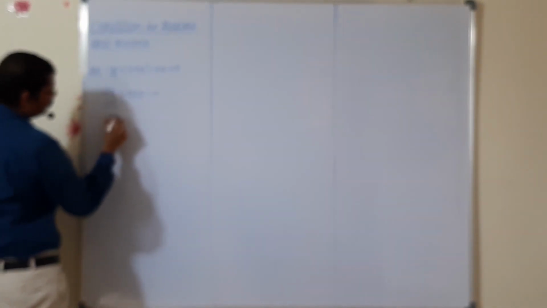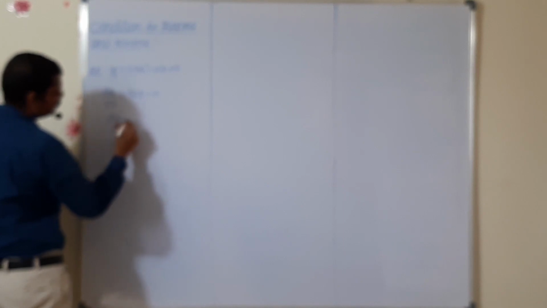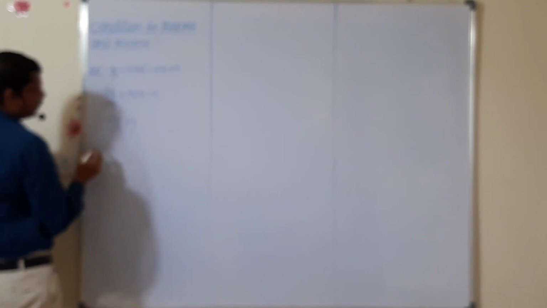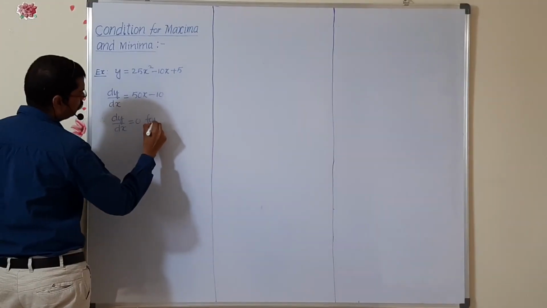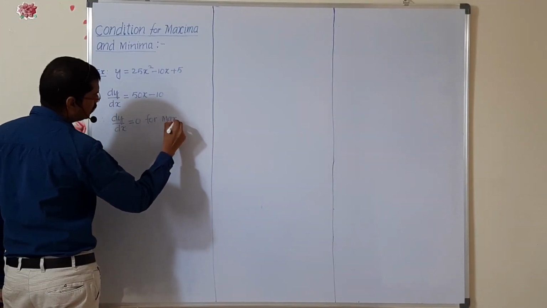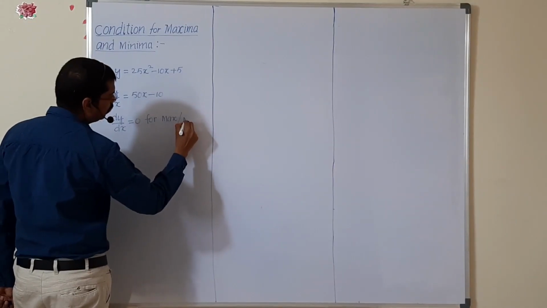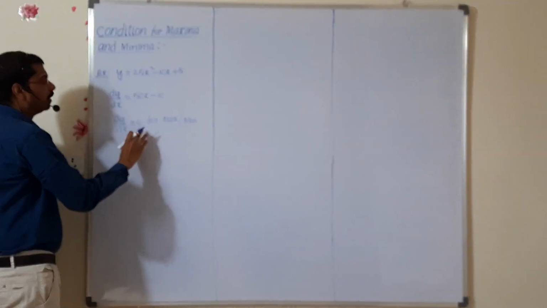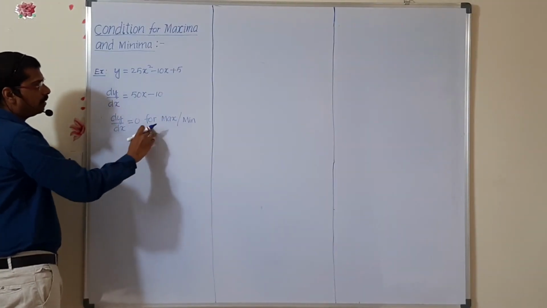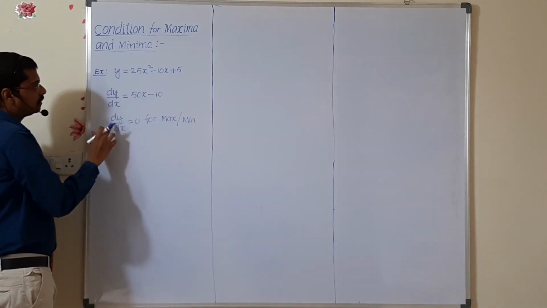First we will use our condition, dy upon dx equals 50x minus 10. Therefore dy upon dx equals 0, but we don't know whether it is a maximum or minimum. Whenever maximum or minimum is mentioned, we can take it directly. If they are not mentioned, both conditions should be checked.